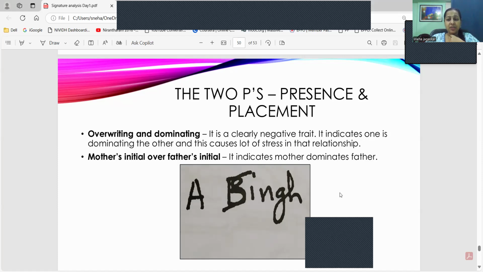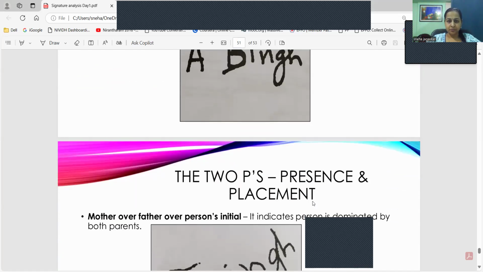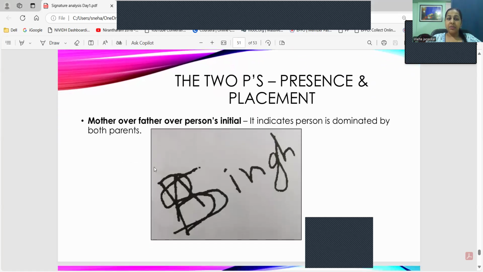Now, dominance could be in any case, be it in finance, be it in maintaining relationships, be it in saying that my word is the last, be it in an argument, or overall in any other aspect where a dominating nature comes into consideration. Then the mother over the father and the person's initial.